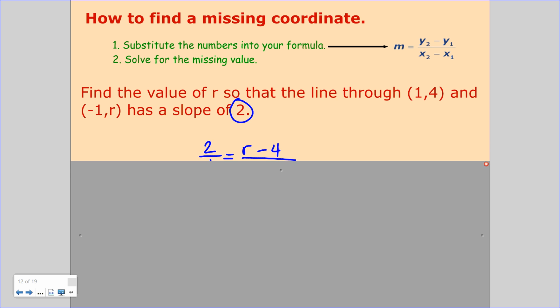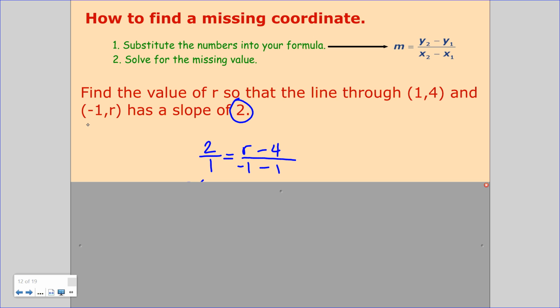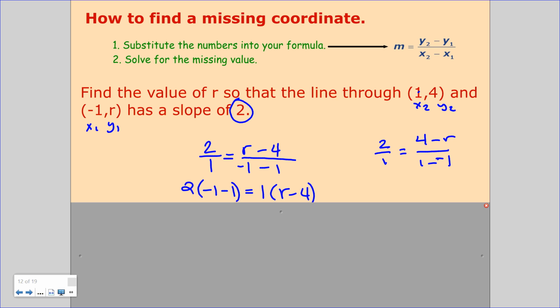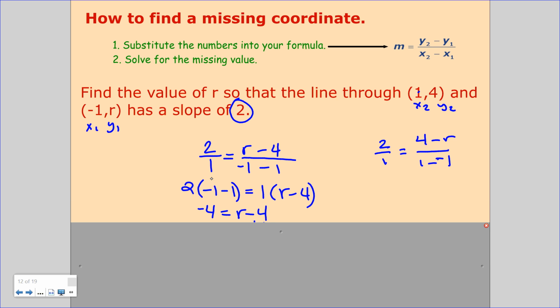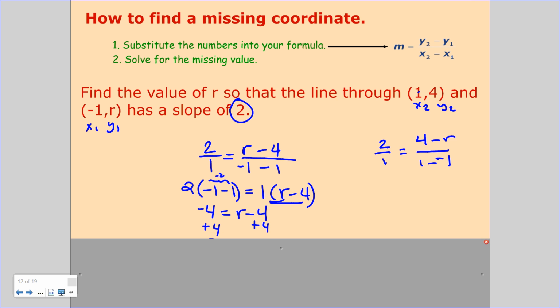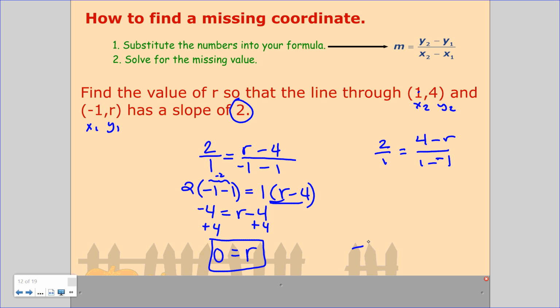Okay, so hopefully your setup looked like this. If you chose to name this as your x1, y1, and that is your x2, y2, then it would look like this. So I'll just show (4 minus r) over (1 minus -1). You still would get the same value when it's all said and done. But here we are, cross multiplying. We can simplify the -1 minus 1 to be -2. -2 times 2 is how we got the -4. Here we're distributing the 1. Solve for your r, and r equals 0. So this point would be the point (-1, 0) over here. And you're done.